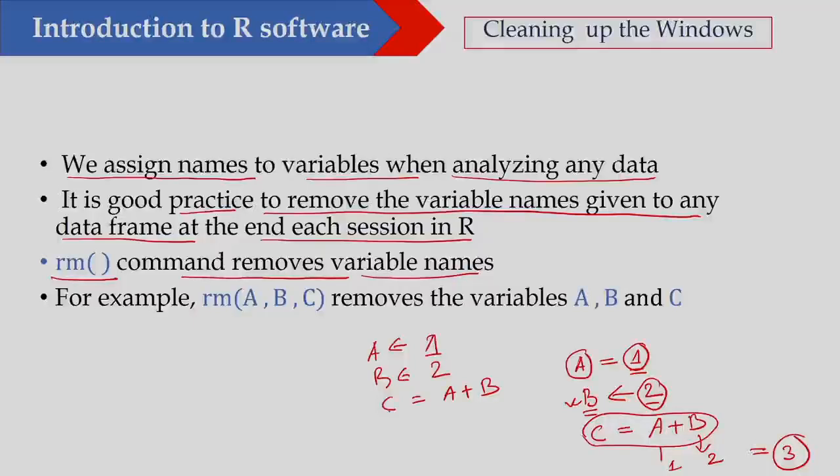Now, I would like to remove the variable a. So, what I will do? I will write rm a, so it will remove the variable a. Similarly, if I write rm a comma b comma c, it will remove all these 3 variables.